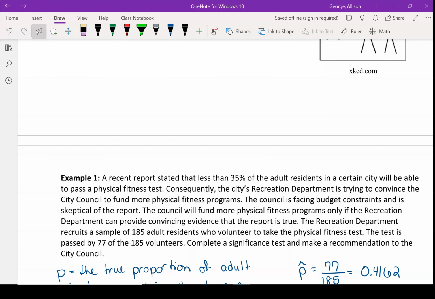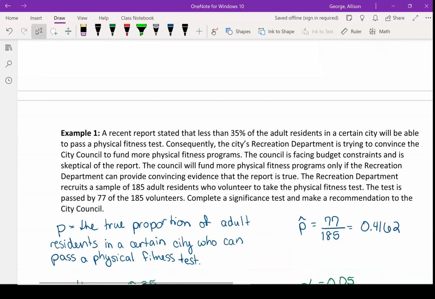All right, so if we're going to do that, we have to start with our state section. The first thing we have to do is describe in context what P is and then find our P hat. So P would be the true proportion of adult residents in a certain city who can pass a physical fitness test. And then P hat, that sample they had was 77 out of 185. And that gives us 0.4162.